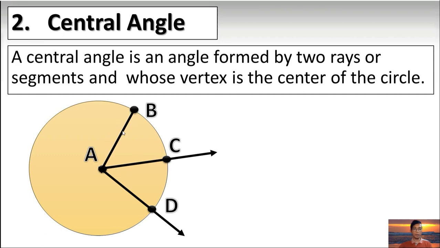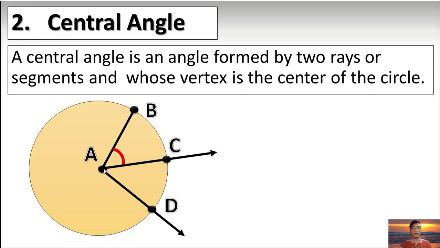So, ito kasi, ito yung angle na to. Ayan. Two segments, no? Pwede rin naman na a segment and a ray. Ayan. Pwede rin na dalawang rays. Ayan. Two rays or two segments and whose vertex is the center of the circle. So, ang mahalaga dito, para ma-identify na siya ay central angle, titingnan mo mabuti kung yung vertex ng angle ay nasa center of the circle.